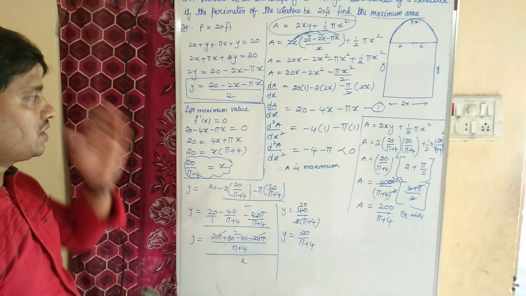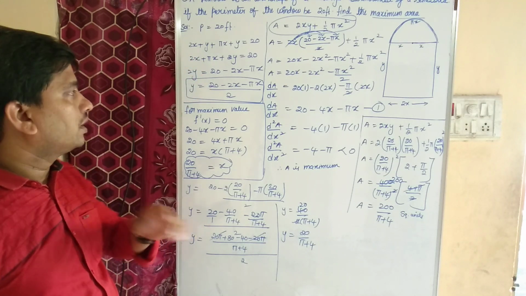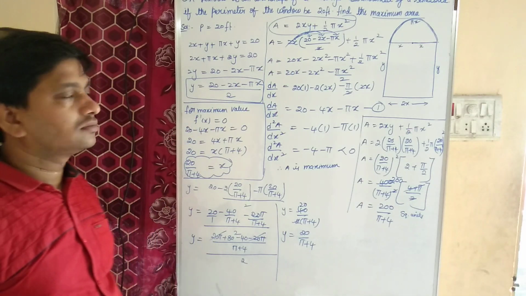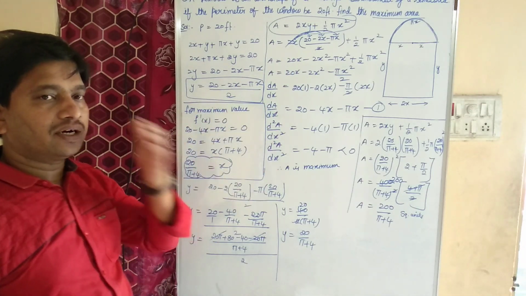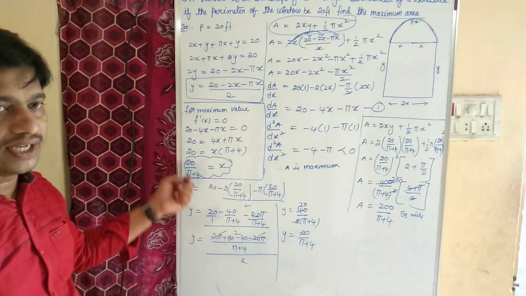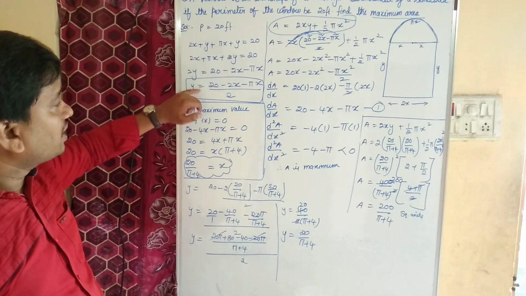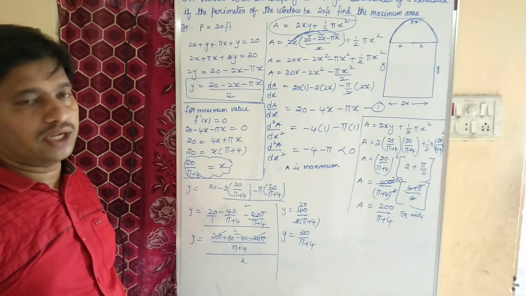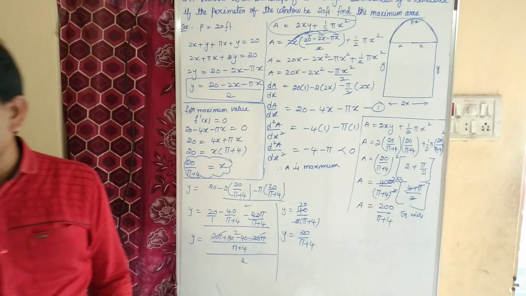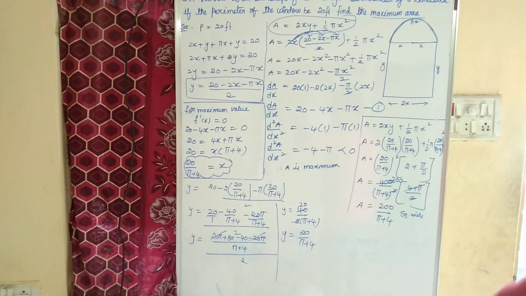So what is the first procedure, children? Here the procedure is: given perimeter 20 feet, you will get the value of pi, and then we need to find the area. First order differentiation, second order differentiation. To get the maximum value, f dash x equal to 0, you will get the value of x. Put x equal to 20 by pi plus 4 in the equation, in this value of y, you will get the value of y. Then we will substitute in the area. So area equal to 200 by pi plus 4 square units. Okay, children?